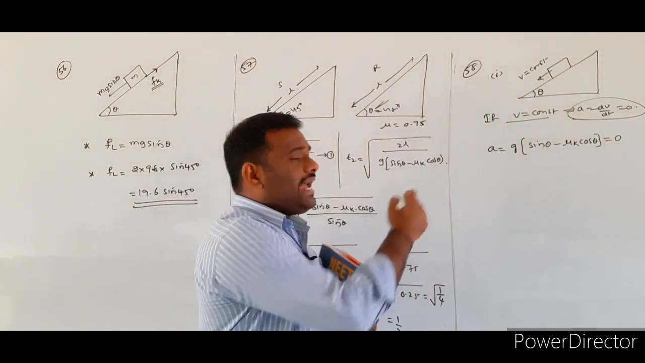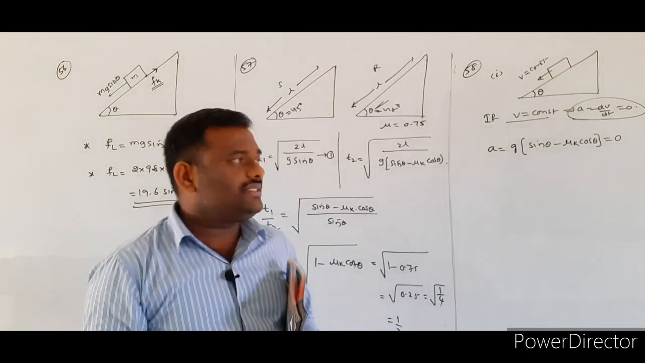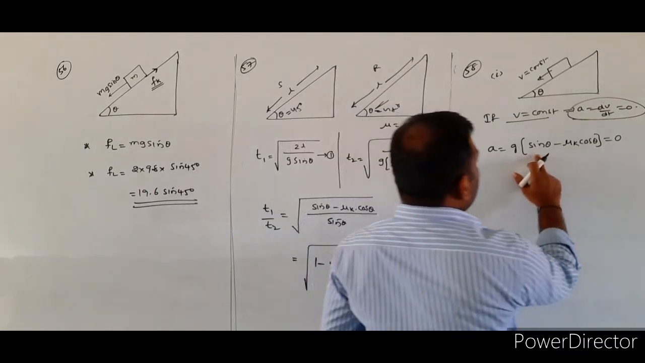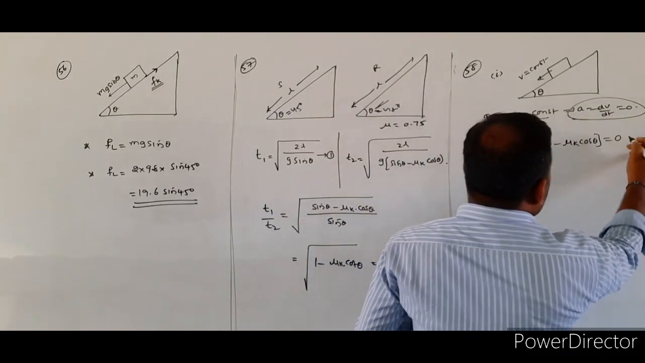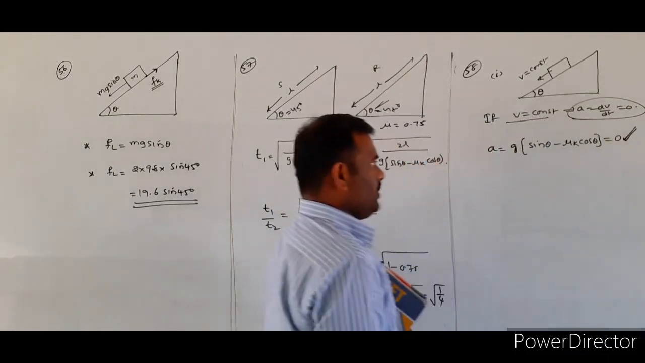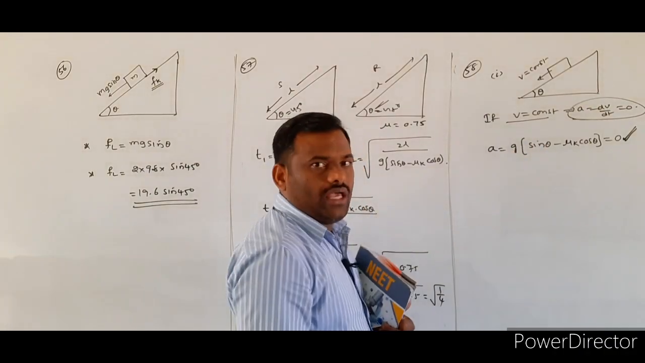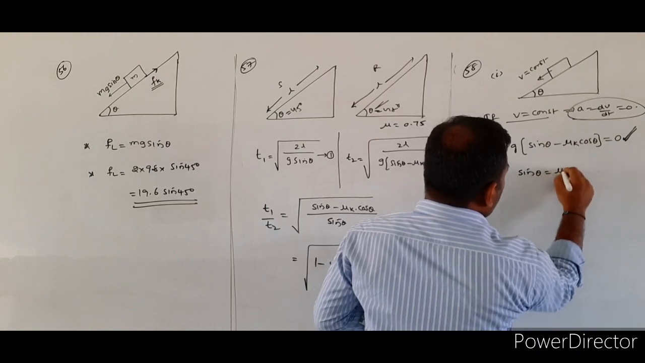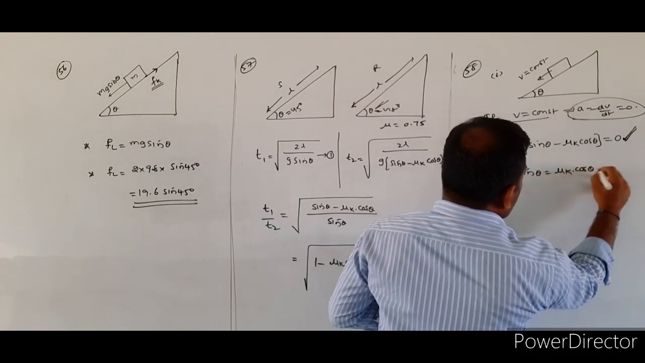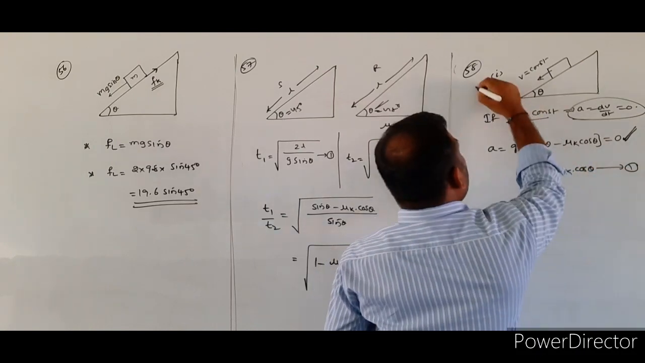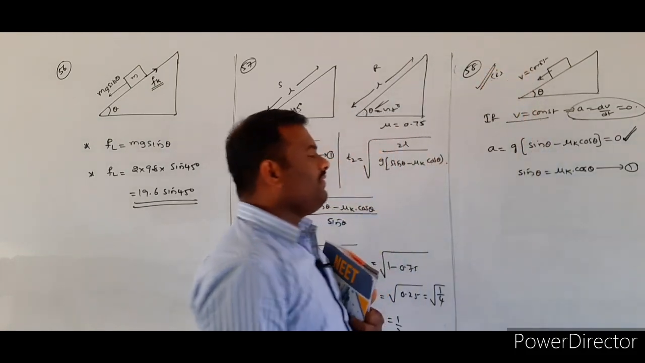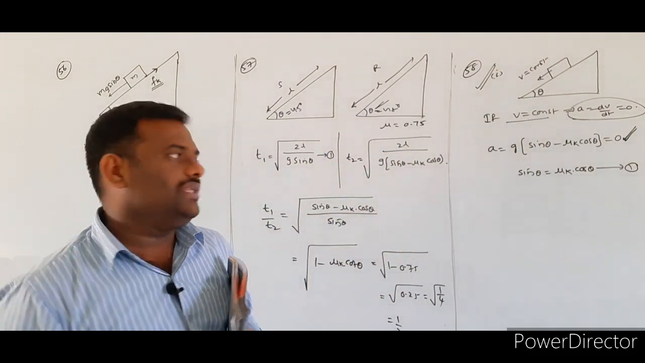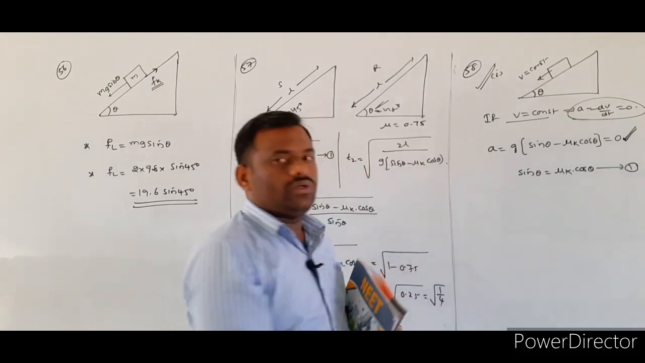But I know the general formula for acceleration: a is equal to g into sin theta minus mu k cos theta. I am equating this value to 0. If you equate that to 0, sin theta is equal to mu k cos theta. So from the first statement, what we get here is sin theta is equal to mu k into cos theta.